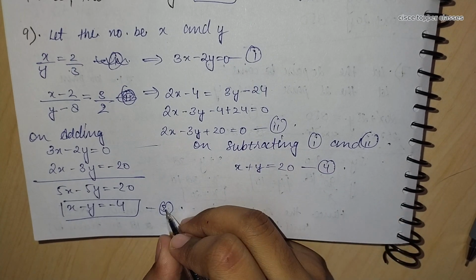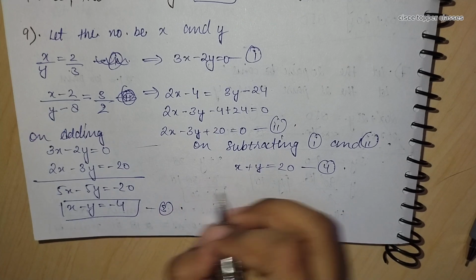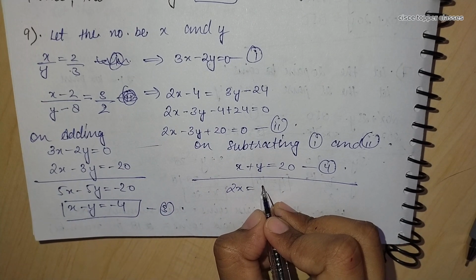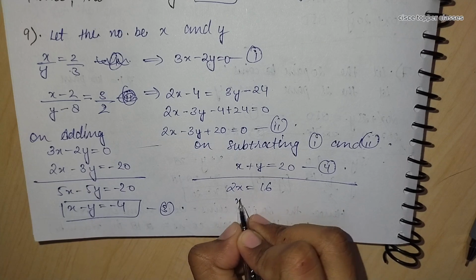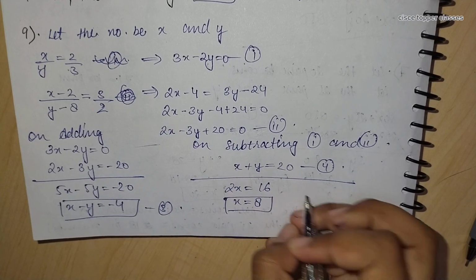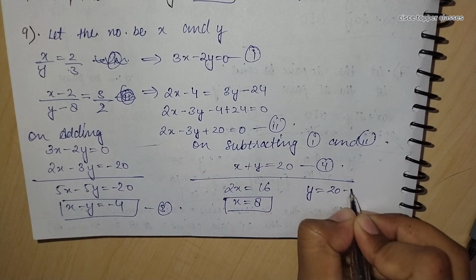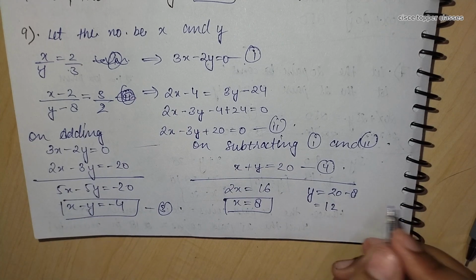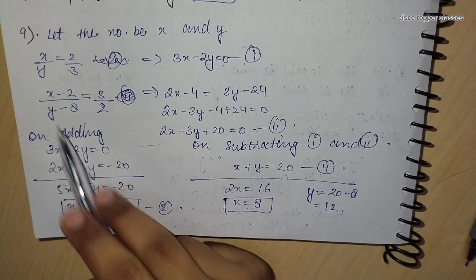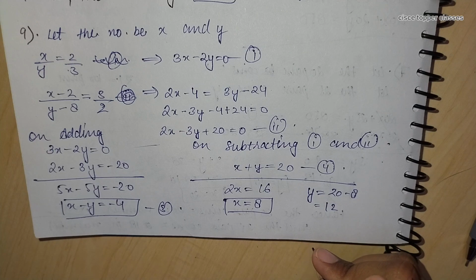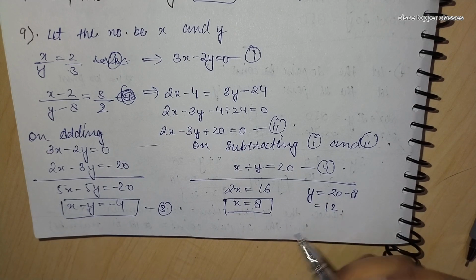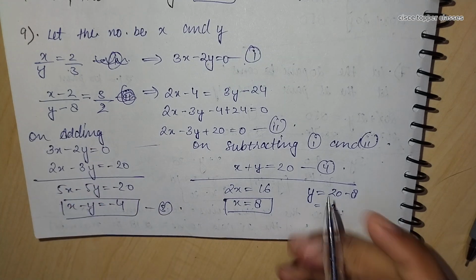Now we can solve the third and fourth equations. So y will be cancelled out and here we will get 2x is equal to 20 minus 4, which is 16. So x is equal to 8. Now we can find the value of y as 20 minus 8 equal to 12. So y is equal to 12. Hence the ratio x by y is equal to 8 by 12, which is 2 by 3, because on cancelling we will get the ratio as 2 by 3 only.